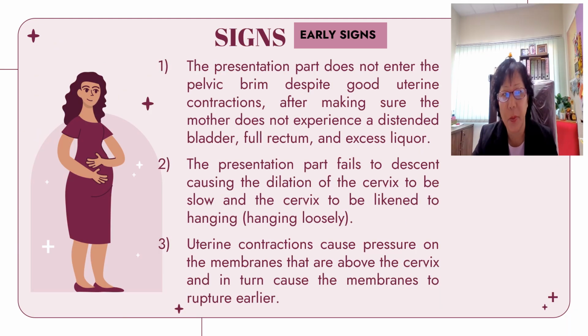Early signs of obstructed labor. Number one, the presenting part does not enter the pelvic rim despite good uterine contractions, after making sure the mother does not have a distended bladder, full rectum, or excess liquor. Number two, the presenting part fails to descend, causing the dilatation of the cervix to be slow, and the cervix is likened to hanging. Number three, uterine contractions cause pressure on the membranes above the cervix and in turn cause the membranes to rupture earlier.